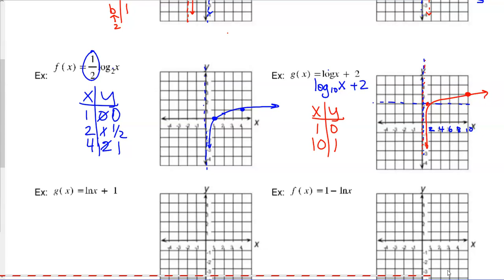Okay, so I've just shifted it all up twice. The original would be, let's see, something like that, okay, with the dash part. So we've just moved it up twice.